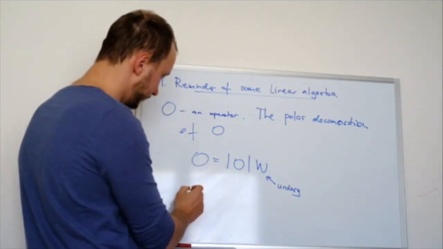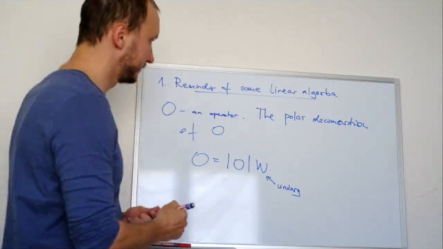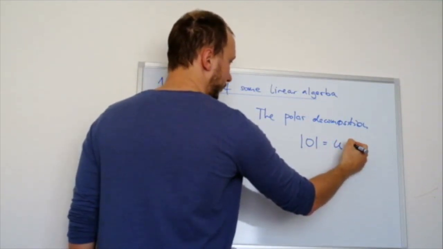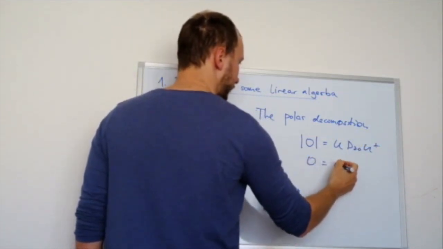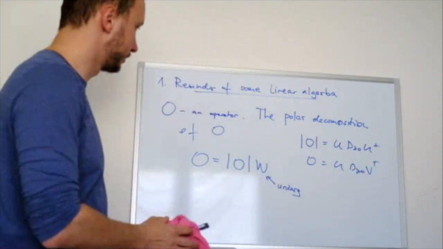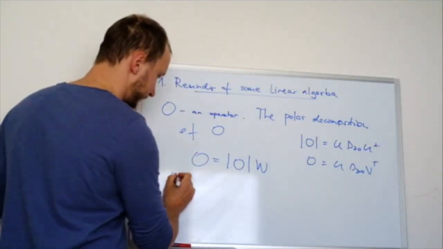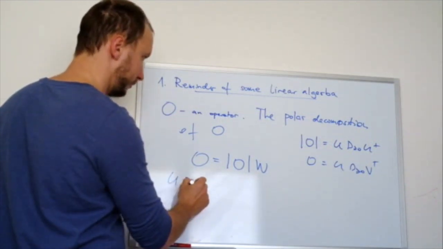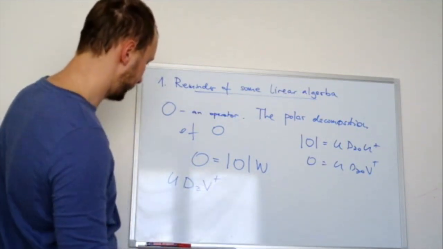So this O here, right? On the previous whiteboard, we just saw that the absolute value of O is given by U, this D, the singular value matrix, U dagger, and O is U D V dagger. So another unitary. If you expand this line, we get something like U D check V dagger, right? So we can multiply simply here.